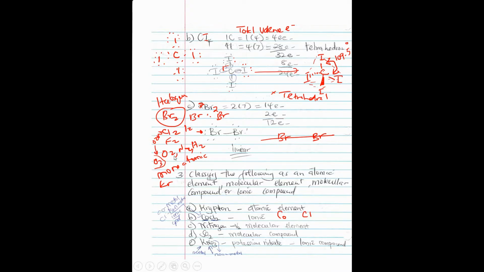Nitrogen always exists as N2. It does not exist as N by itself. So it's a diatomic molecule. It's a gas. Gases are molecules. So if you can tell that something is a gas, it's going to be a molecular element. Why is it an element? Because you have the same element. SO2 is a gas, sulfur dioxide.